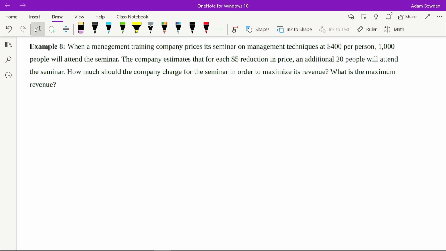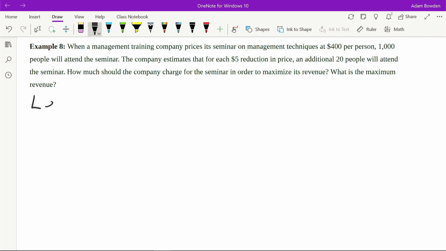Okay, in this one it says when a management training company prices its seminar at $400 per person, they find that 1,000 people will attend the seminar. They estimate that for each $5 reduction in price, an additional 20 people will attend the seminar. So the question is, how should the company charge the seminar in order to maximize their revenue? And what is that maximum revenue?